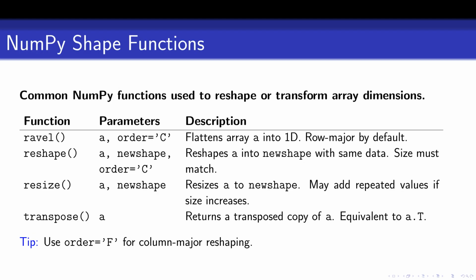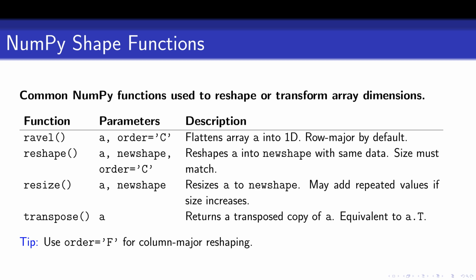NumPy includes several specialized shape manipulation functions that give you even more control over how arrays are structured. The ravel function flattens an array into a 1D array and defaults to row major order, but you can change the order by specifying F for column major. The reshape function transforms an array into a new shape while preserving its data, as long as the total number of elements stays the same.